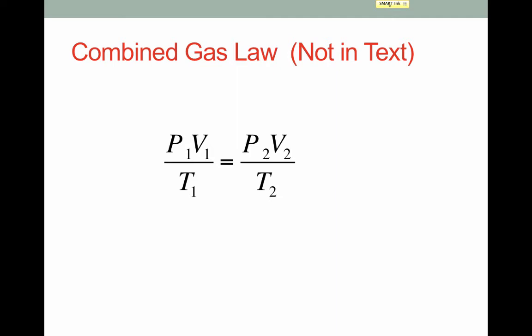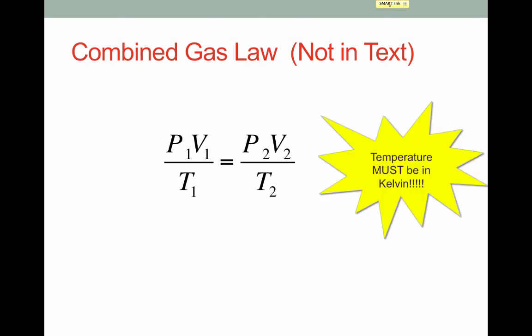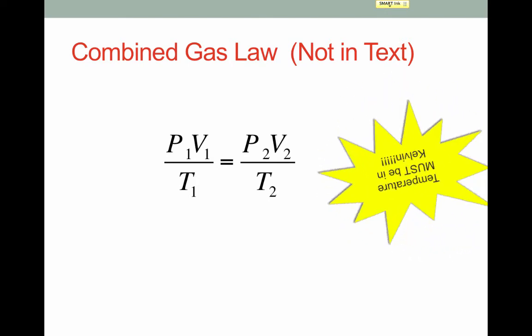Notice, if we hold pressure constant, we're left with Charles' law, V1 over T1 equals V2 over T2. If we hold volume constant, we're left with Gay-Lussac's law, P1 over T1 equals P2 over T2. And if we hold temperature constant, we're left with Boyle's law, P1 times V1 equals P2 times V2. So you really only have to memorize the combined gas law in order to do any calculations. And again, temperature must be in Kelvin.